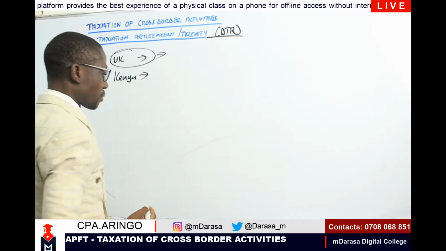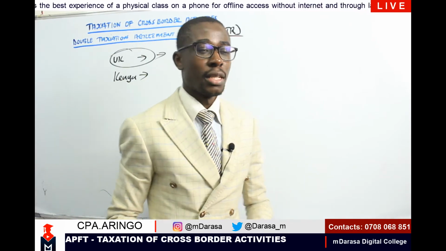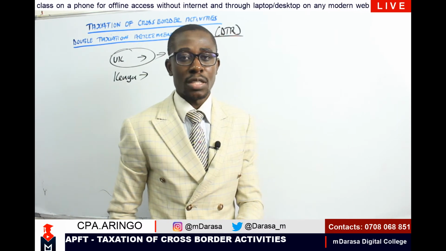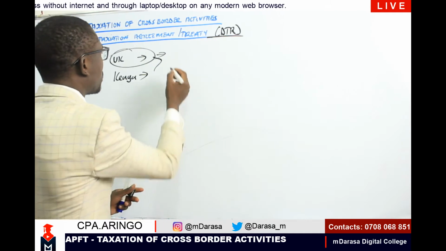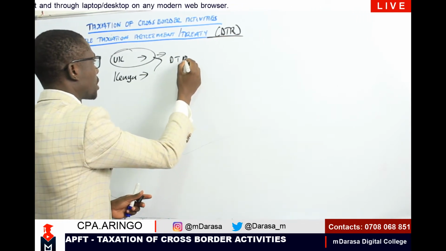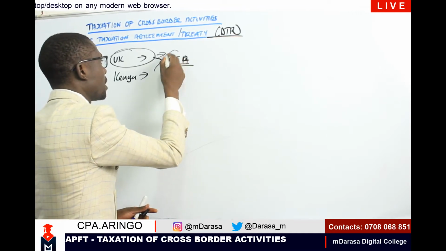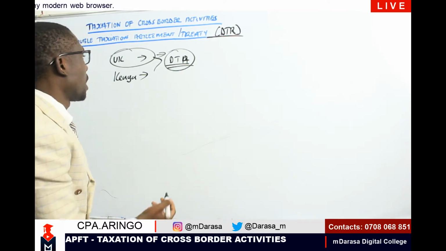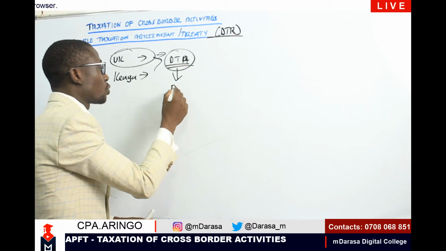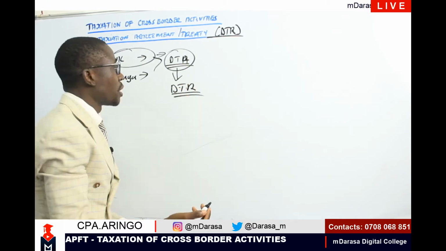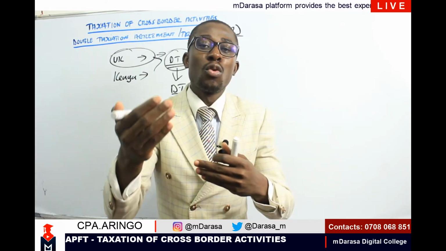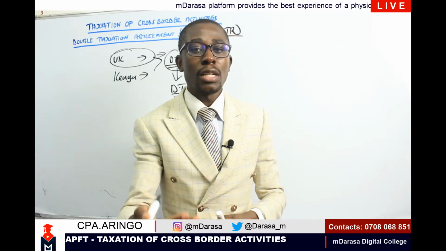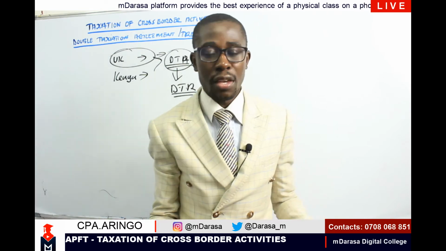So the UK will want a portion, and Kenya will also claim a portion of tax on that income. To avoid double taxation, UK and Kenya can come into an agreement known as the double taxation agreement, DTA. If Kenya and UK come into this agreement, I as an individual am going to enjoy what is known as double taxation relief. Because this income is supposed to be taxed, I'll be given a component of relief, meaning I'm going to pay less tax in Kenya compared to what I would have paid had we not had any form of agreement.